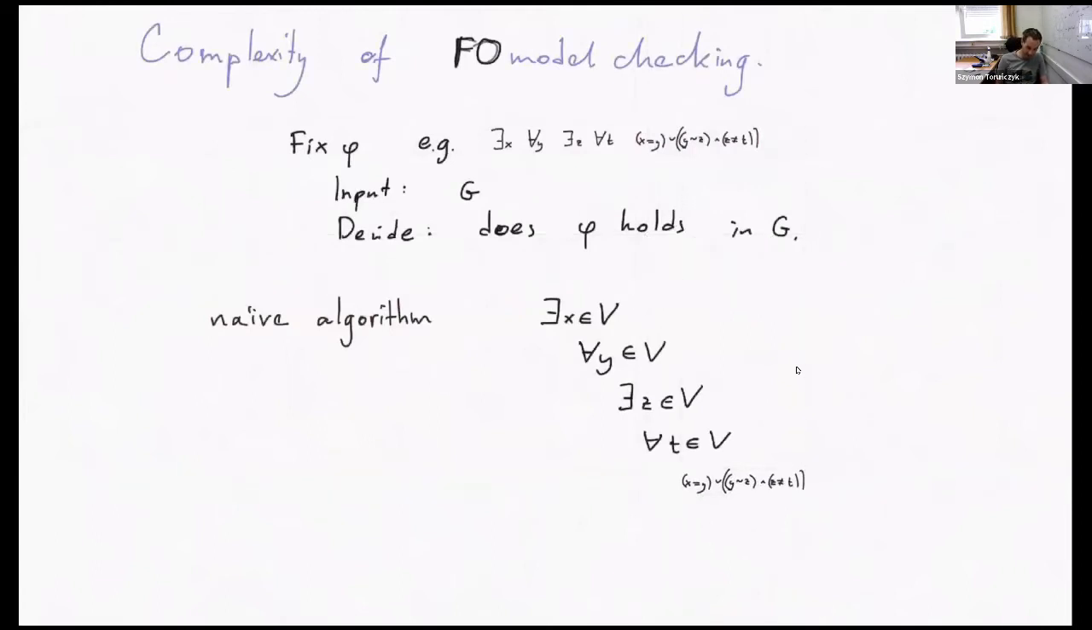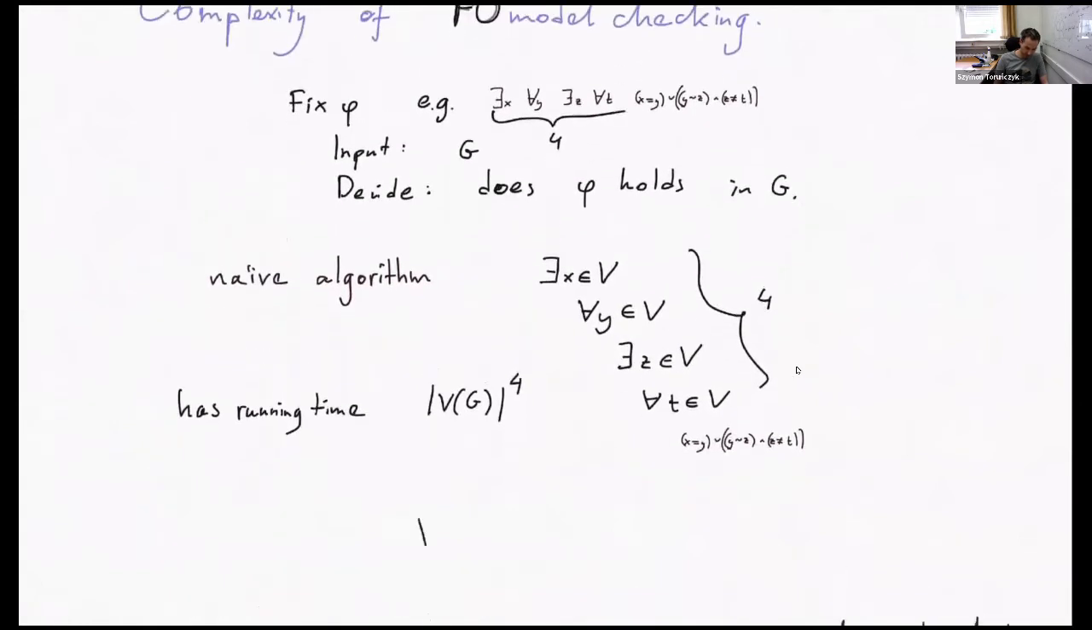So this naive algorithm has a running time. In this case, it's the number of vertices to the power four, because there are four nested loops in this formula. In general, if you have an arbitrary formula phi, the running time will be the number of vertices to the power of the size of the formula. Okay, so this is the running time.